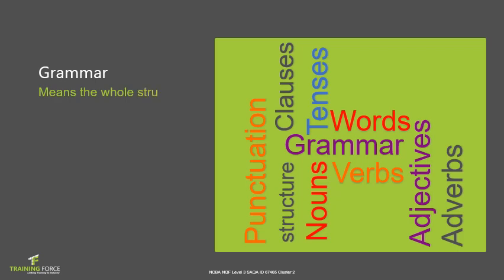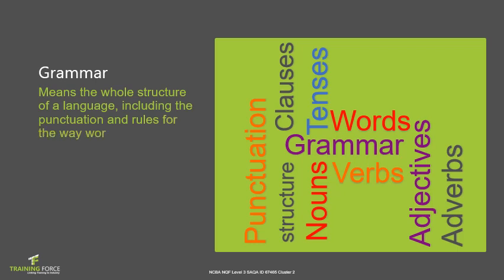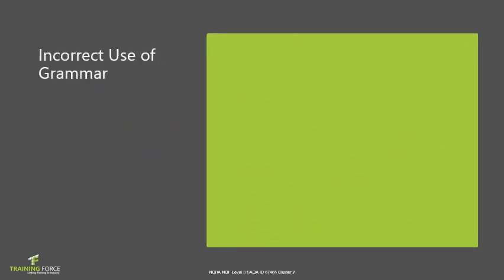Then we need to take grammar into consideration. Grammar means the whole structure of a language, including the punctuation and rules for the way words are formed. This forms the relationship between the sentences. Now, it's very easy to change the entire meaning of a sentence by changing the order of the words. Being aware of words and their use in the context of the message that is being sent is important.